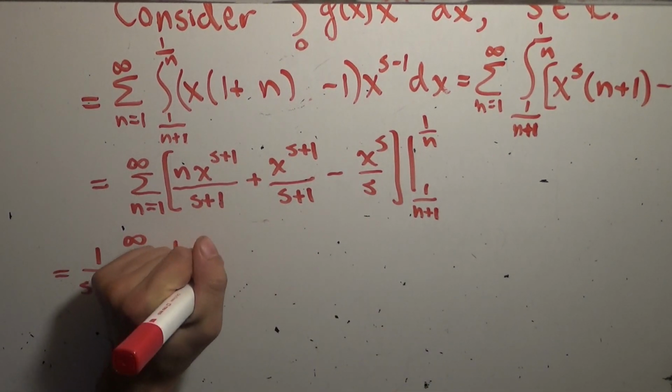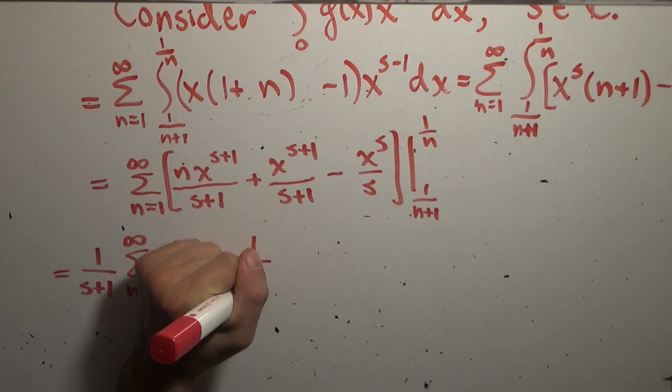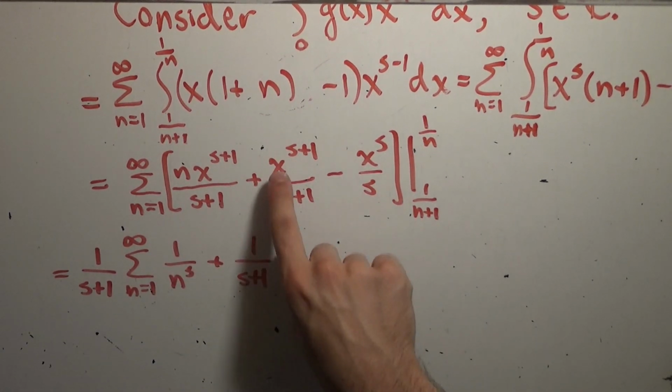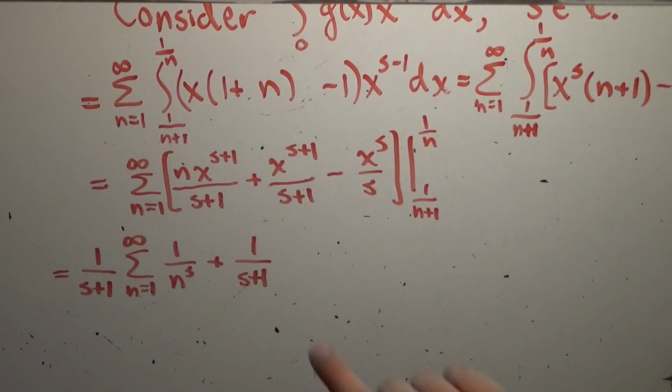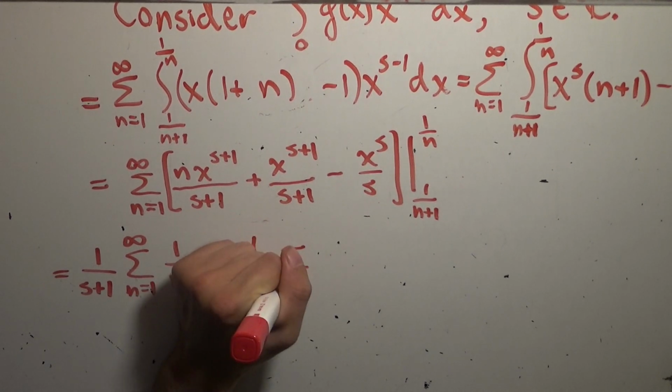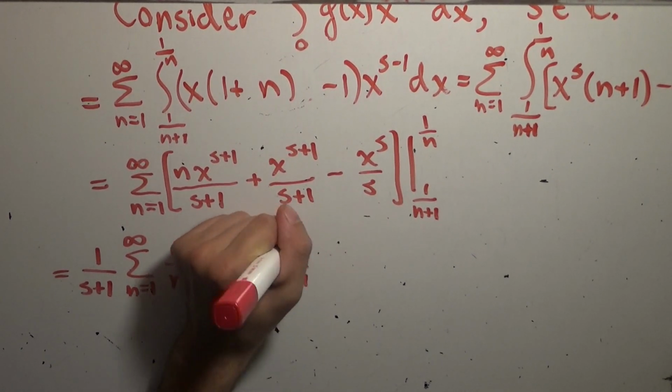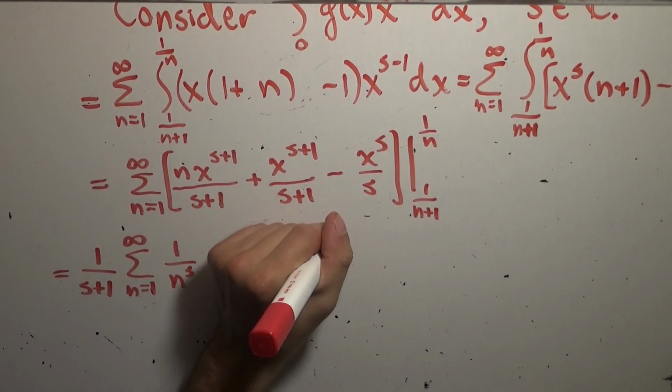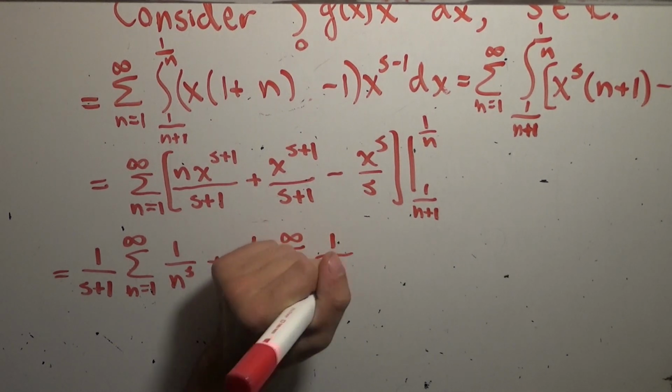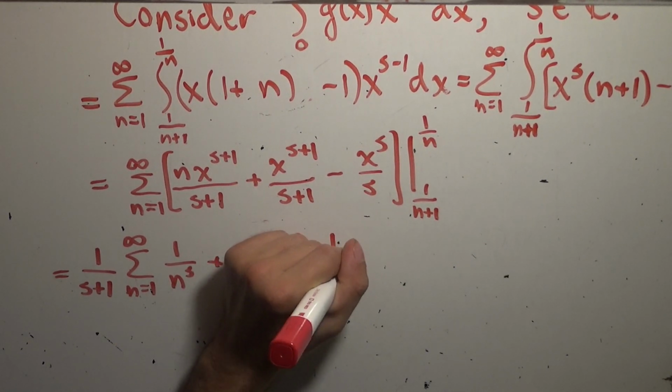The next term, we're going to factor out 1 over s plus 1 again. And we don't have an n in the numerator, so we just plug in 1 over n, and we get the sum from n equals 1 to infinity of n to the s plus 1.